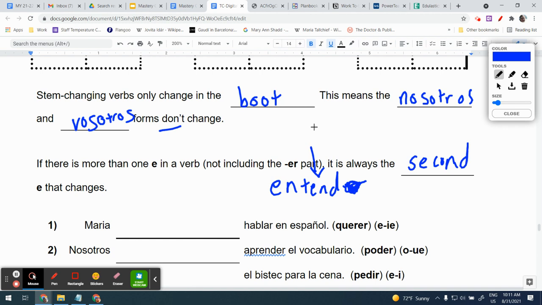All right, down here at the bottom, we have querer. Maria would be in the boot, so it will stem change. I'd have quier. And then the ending would be E, quiere, for Maria. Poder with nosotros. Nosotros is outside the boot, doesn't change, so I'm going to just have pod. And then the ending, amos, podemos. Okay?